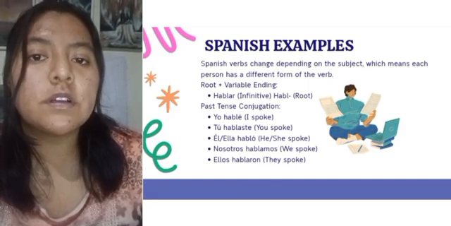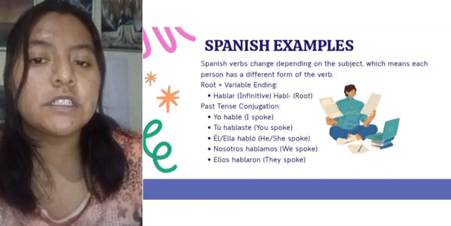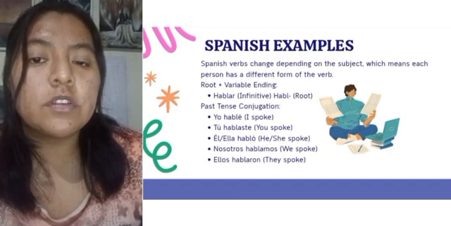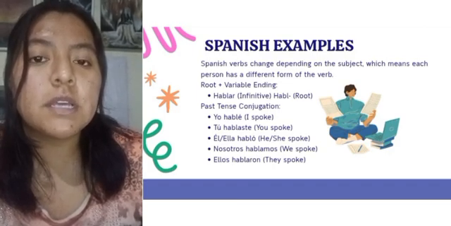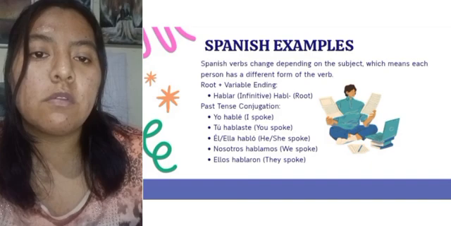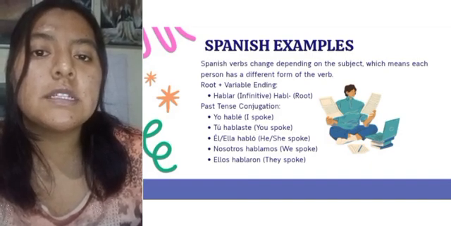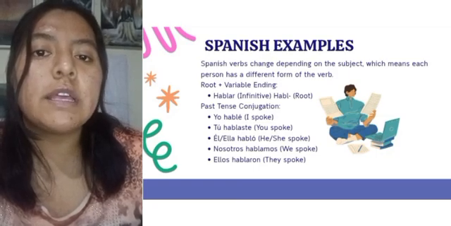To talk about the past, you attach different endings to the root depending on who performed the action. For example, you say, yo hablé in Spanish, but in English it is I spoke; tú hablaste, you spoke; or ellos hablaron, they spoke. In short, in Spanish, the ending of the verb is a GPS that tells you exactly who did the action and when it happened.